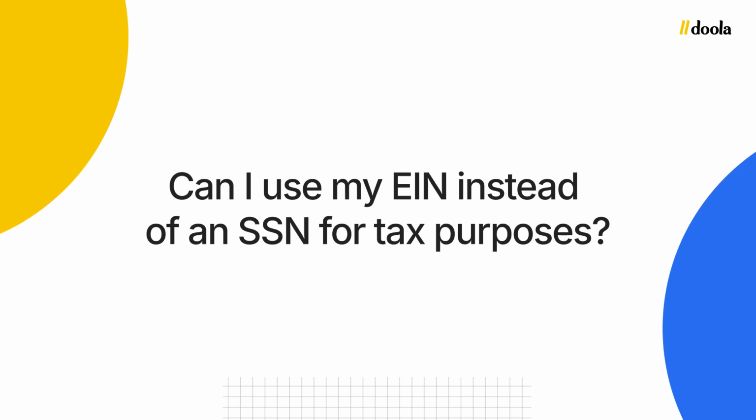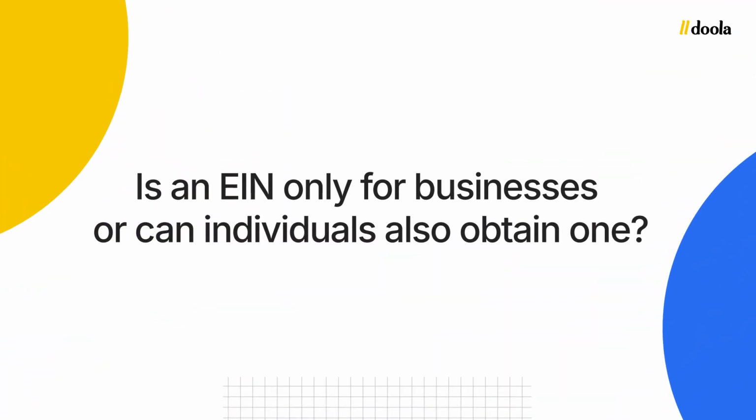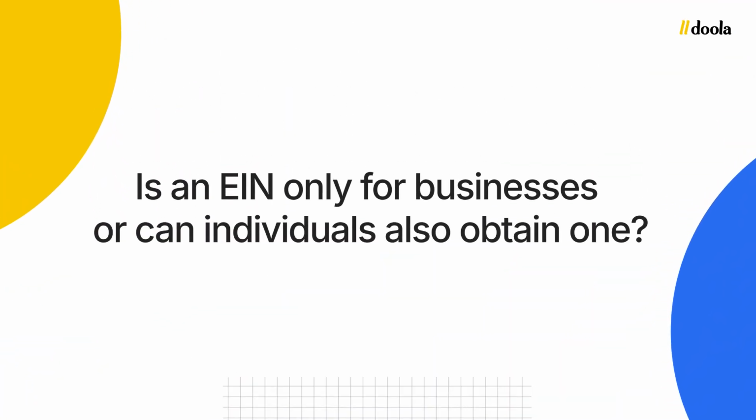Can I use my EIN instead of an SSN for tax purposes? You can use an EIN instead of an SSN on a W-9 if working through an LLC. When you file a W-9 form with any company that pays you more than $600 per year, you can then list either the LLC and its EIN or your individual SSN. Is an EIN only for businesses, or can individuals also obtain one? An EIN is only for businesses. Individuals can get an EIN, again, by establishing a business entity, such as an LLC or corporation. As an individual, you'll use your social security number or your ITIN, that's your individual taxpayer identification number. Again, think of an EIN as the social security number for your business.